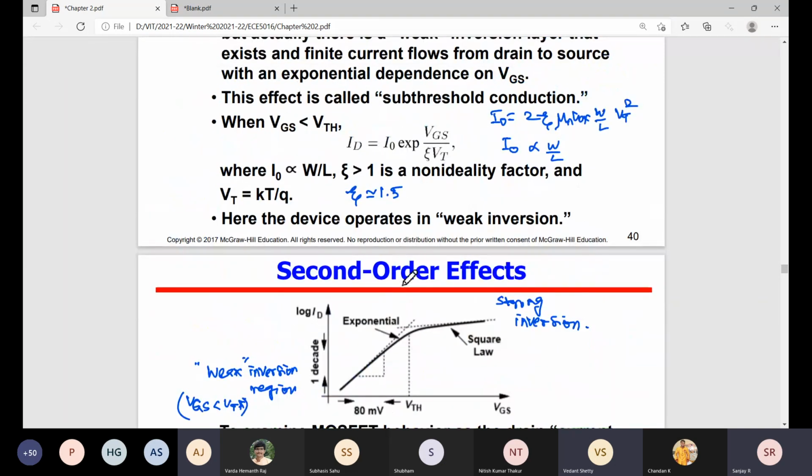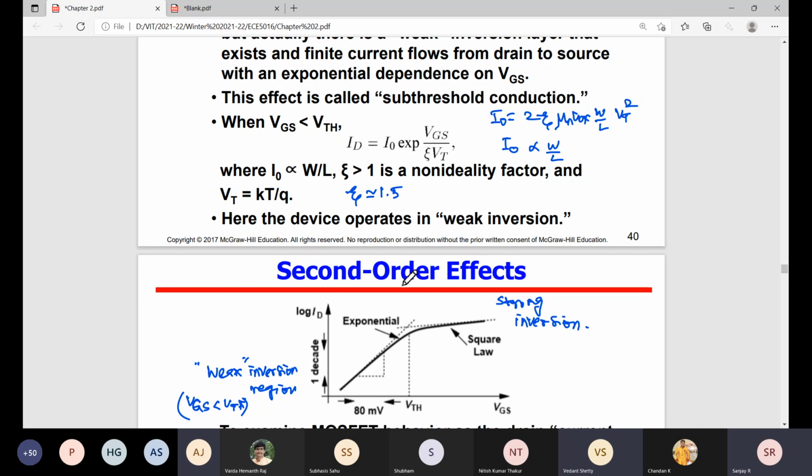We studied body effect: when the source-to-bulk voltage is higher, the threshold voltage increases, which introduces non-linear behavior. Then we discussed channel length modulation. Due to channel length modulation, the current is not constant in the saturation region. Lambda is proportional to 1 by L, so when you increase the channel length, channel length modulation can be reduced.